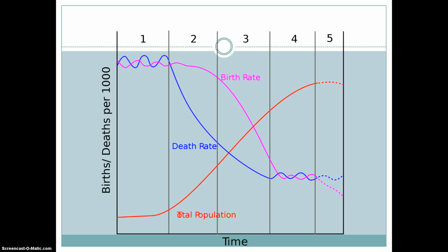And so, if we look back at this graph, we can see the epidemiological transition model uses the same stages as the demographic transition model to explain its causes of death.